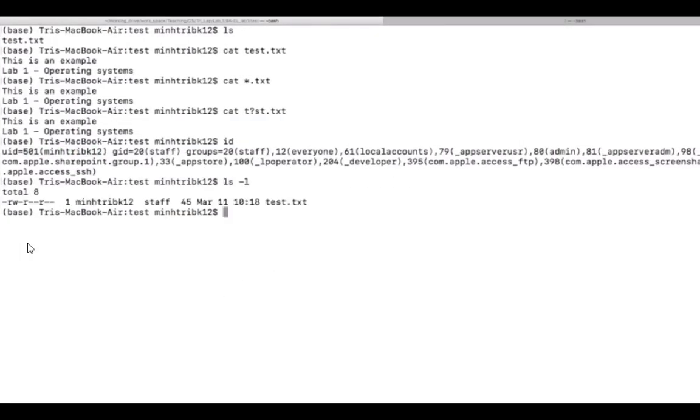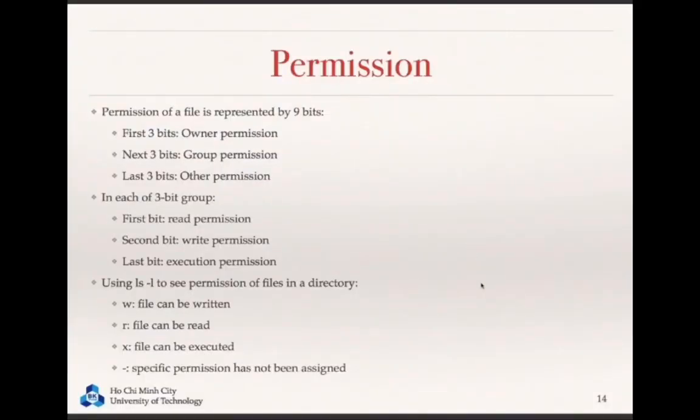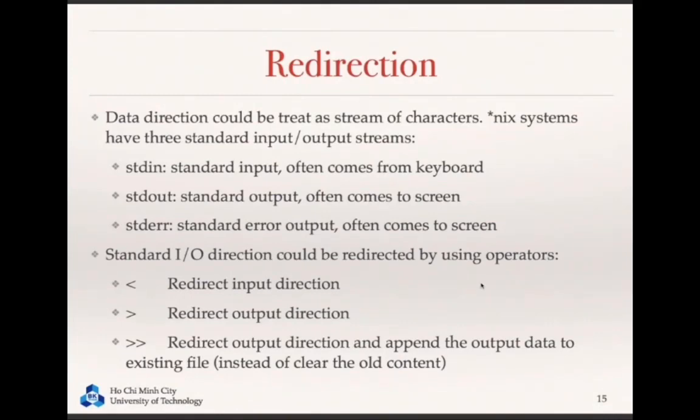So you can see I am the owner of this text file. So I have the permission to read and write, but here the execution permission is none because the text file is not an executable file. And next is redirection and pipe. You can read this material at home, and here I only give you some examples so you can understand how it works.